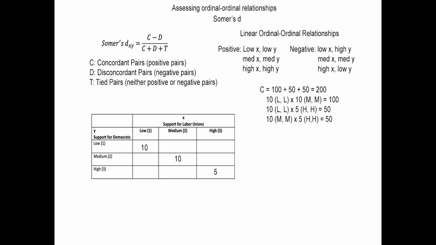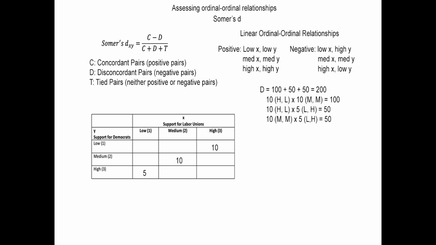Similarly, we can take our 10 observations from low, low and pair each of those with our 5 observations in high, high. 10 times 5 gives us 50. Finally, we can take our 10 observations in medium, medium and pair each one of those with our 5 observations in high, high for another 50 pairs. That gives us a total of 200 concordant pairs. That is, from the data in our table, we can calculate 200 pairs that support a positive relationship.